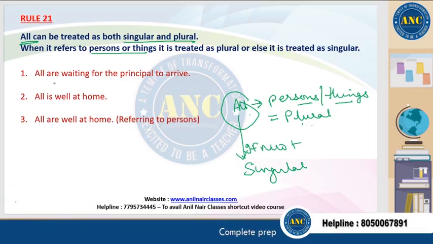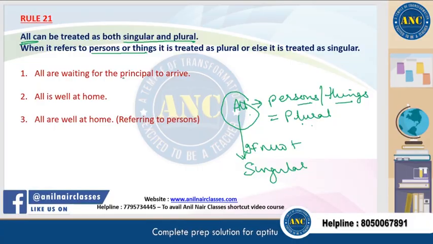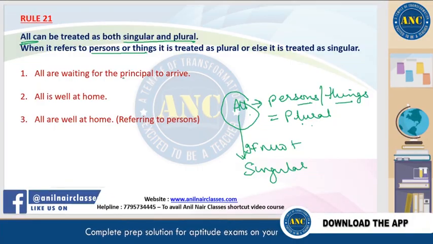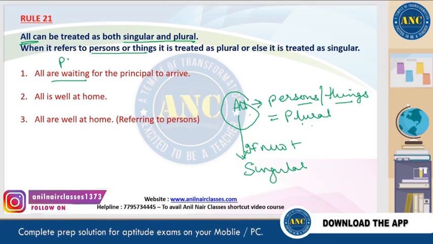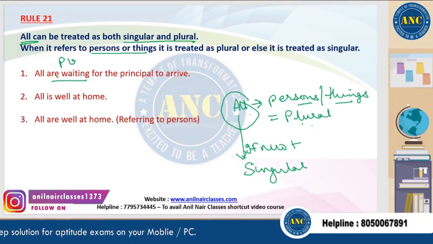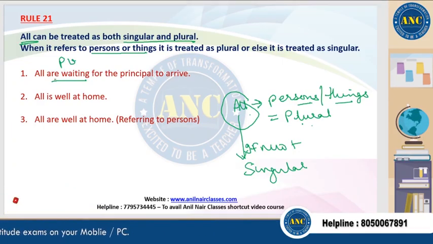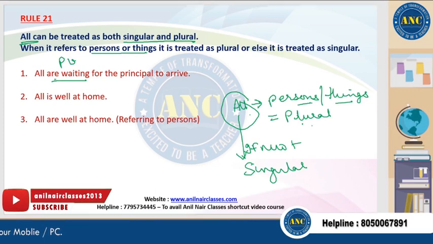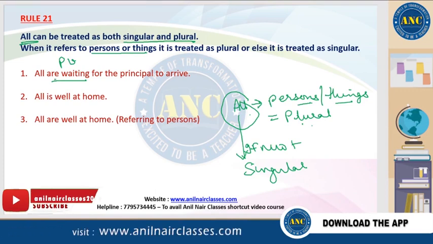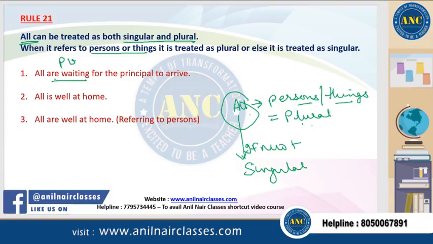See the example. All are waiting for the principal to arrive. So are waiting is the plural form of the verb phrase over here. Now who are waiting? All. Now all is referring to what? All is referring to persons. Right? It is referring to persons, that is the plural, which is why the plural form of the verb is used.